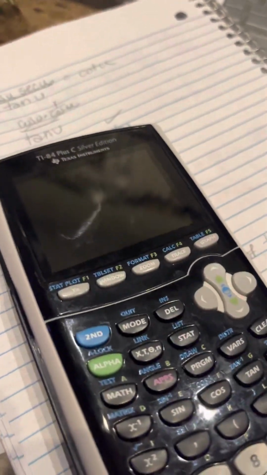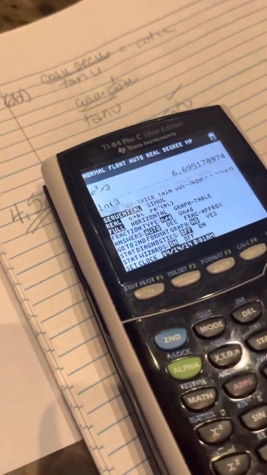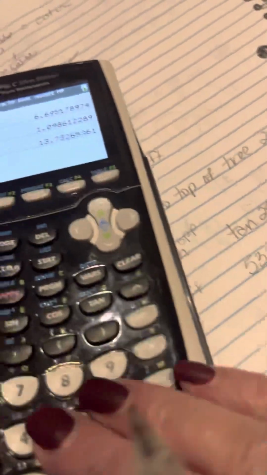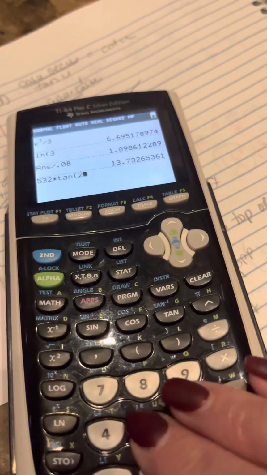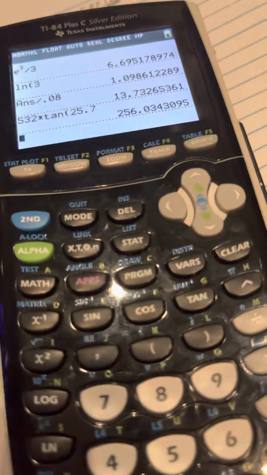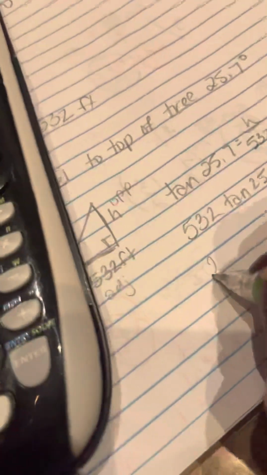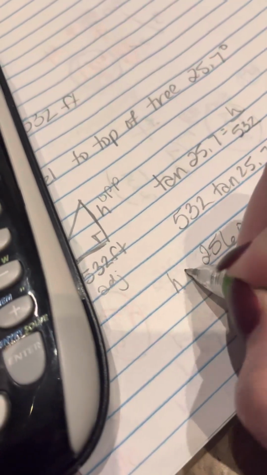So we're going to go to our calculator. We're going to make sure that it's in degrees. It is. So then we're going to do 532 times the tangent of 25.7. And you get 256.03. And that was in feet. So that's the height of the tree.